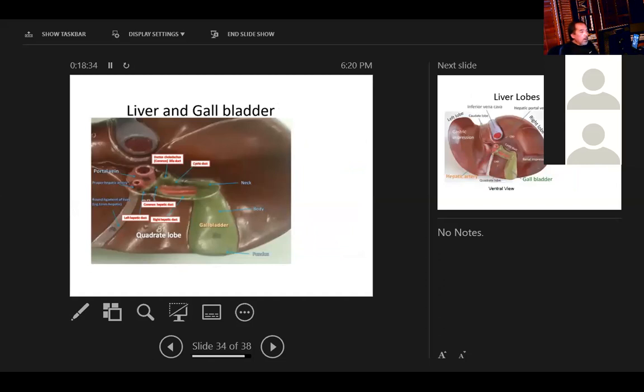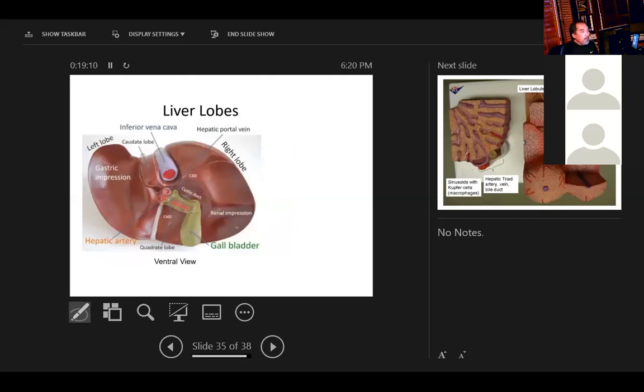Again, looking at this, I'm seeing the liver, so I'm looking at this side as my right, and this is my left. So this is going to be the left hepatic duct, and then this is going to be my right hepatic duct, and this is going to be my common hepatic duct, cystic duct, gallbladder, and here is going to be my common bile duct, or what we call bile duct.